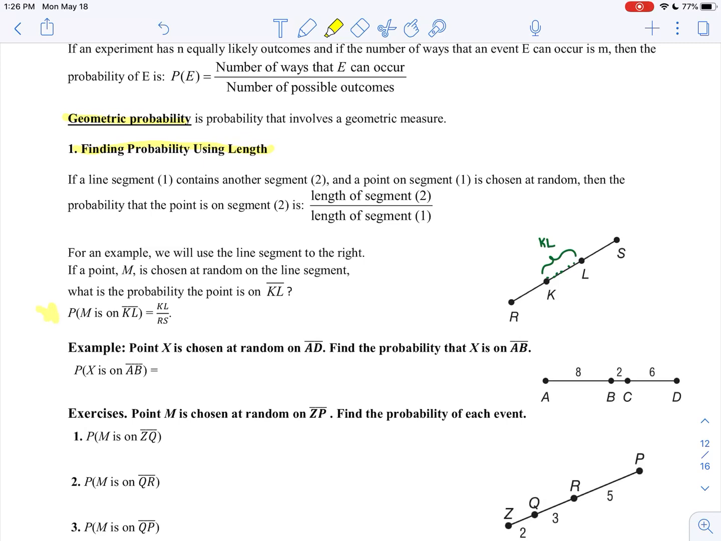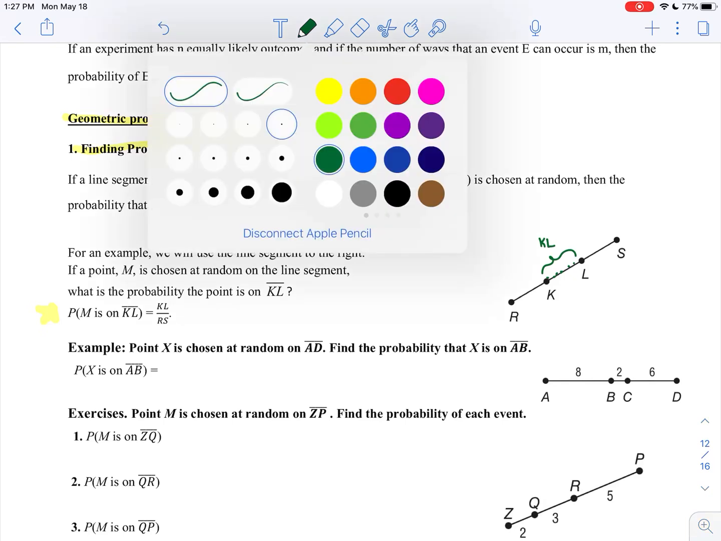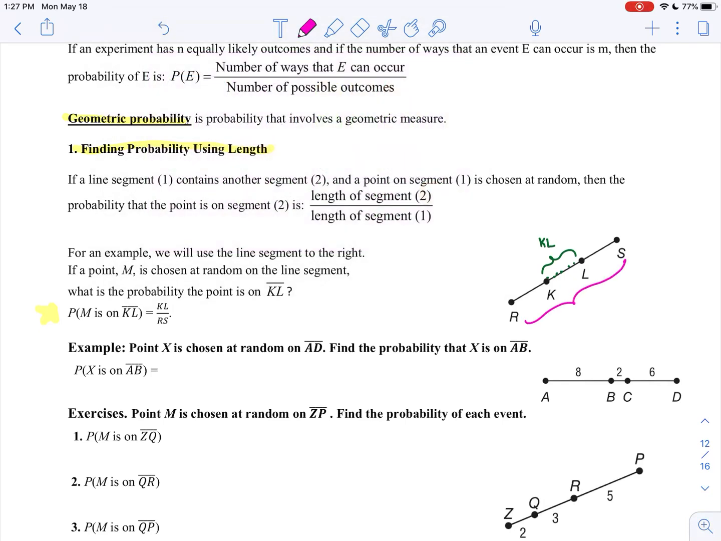Okay, so on this example, they want me to find the probability that a point M is going to fall on segment KL to the far right. KL is the segment that is part of RS. So the success would be that you land anywhere on KL. So we need the length of KL on top, and then the length of the entire segment, RS. The probability of a favorable outcome would be that it falls on KL, and the total number of outcomes would be it falls on RS somewhere. So the ratio of the length of KL over the length of RS would give me my probability.